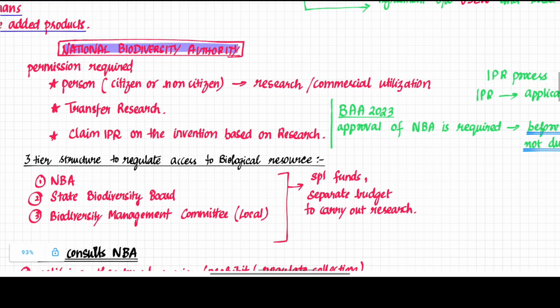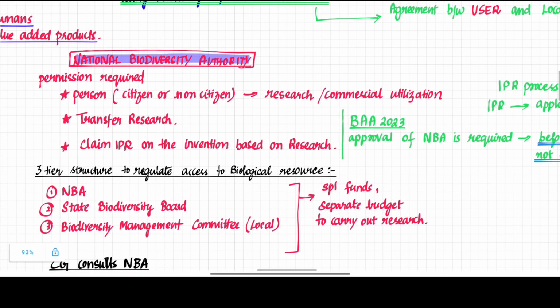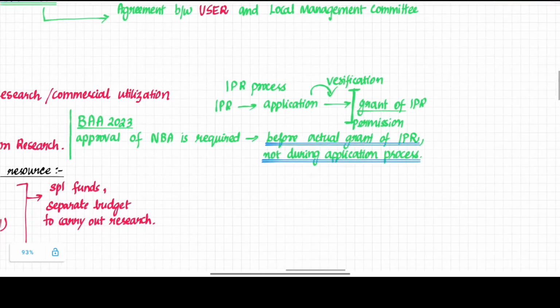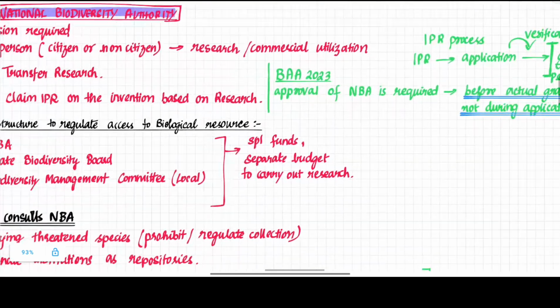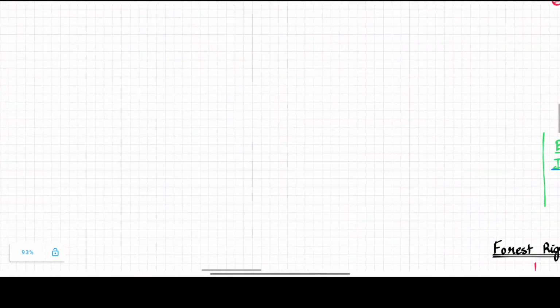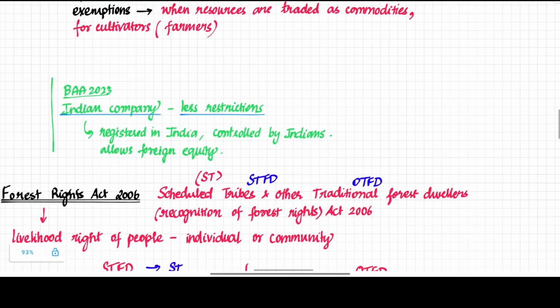And we have the Biodiversity Amendment Act 2023. Now we say here the claim of IPR. Initially, what we have to do is claim for IPR and submit the details, right? And only before the final approval of the IPR, we have to get the NBA approval, not in the initial stages of the application process, right? This is what we will be dealing with in the Biological Diversity Act. An Indian company, what it means to be an Indian company, is also defined in this amendment.